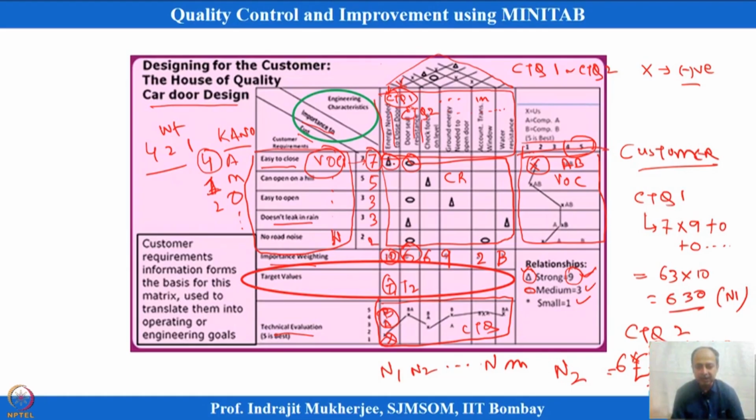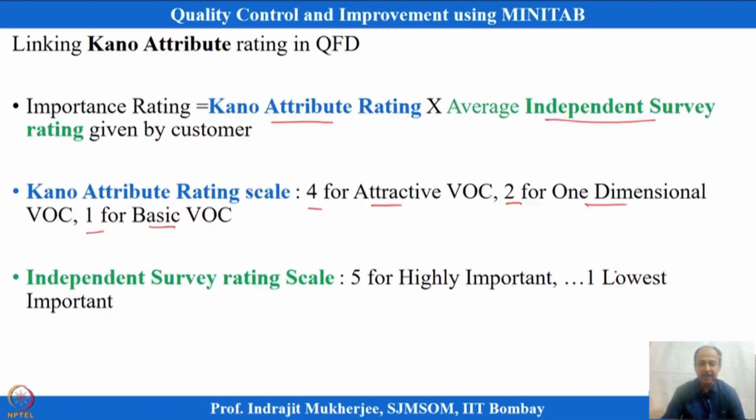So, this will be 7 multiplied by 9, 63, and this will be multiplied by 10, 630. 630 can be multiplied with 4, because this is attractive VOC. So, we can multiply again with 4. So, numbers will increase, and change in numbers will happen. I am giving some weightage to the Kano analysis also over here. That is considered over here, and that is what we can think of as the Kano model, in brief idea that we are placing over here.